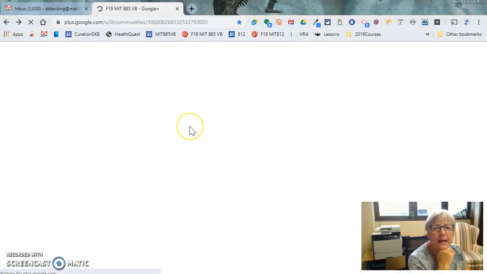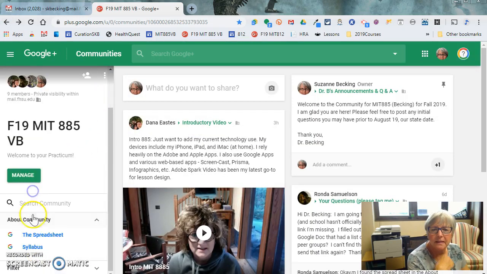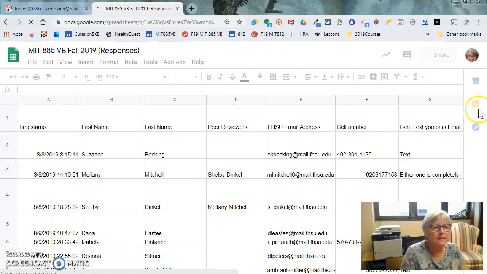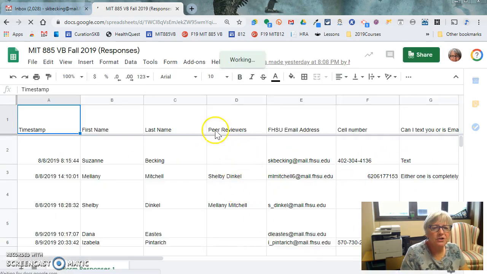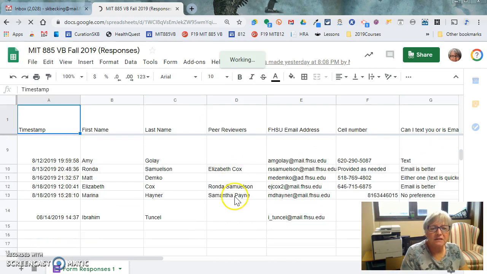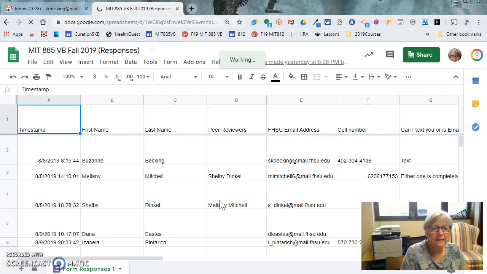I'm going to go back to the community, and we're going to take a look at the spreadsheet. I've asked you to fill out that form that's in the email. Many of you have done that, and I think we've got 13 people who have filled it out. So what I'd like you to do is, once you find your peer reviewer, several people have, just mark them and put them in there and contact that person. I think that will help out.